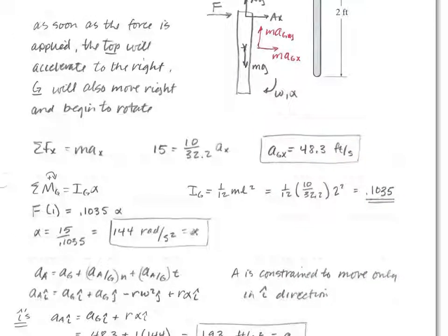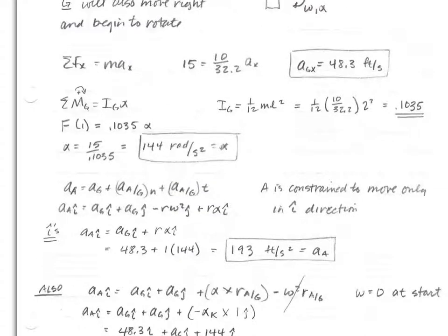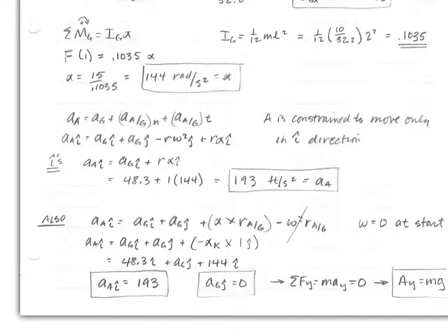All right, so with that, then let's just put our terms in here. We got acceleration of A in the i direction, acceleration of G in the i direction, plus an r alpha in the i direction, and I get that as 193 feet per second squared. All right, so I can also do this with the relative equation if I wanted, a relative vector equation, and I can get the same thing.